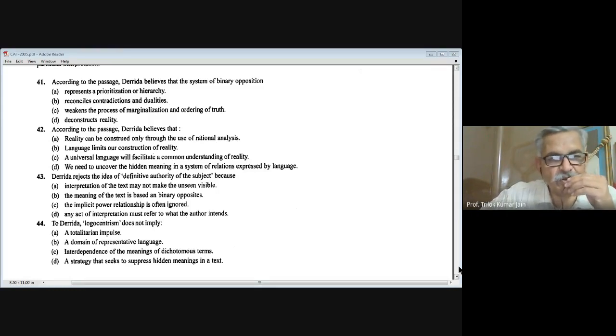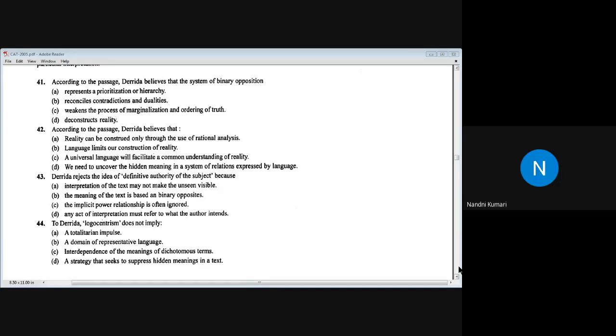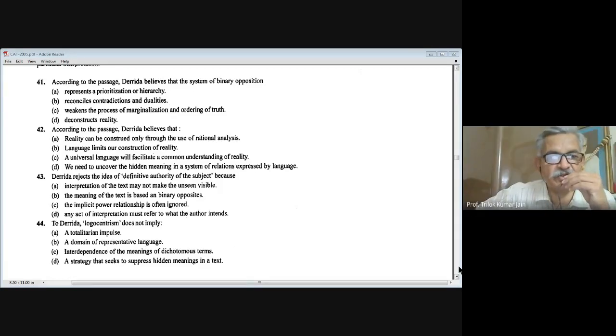Difficult question, but because similar answers are there, you have to try. Which answer would you like to give? Sir, A. Represents a prioritization or hierarchy. Yes, seems to be a very good answer. Write down, please, 41A. We will check it at the end of all the questions. Seems to be quite a logical answer. But in my opinion, A is a good answer, but B seems to be a better option because we have contradictions, dualities, and okay, next.